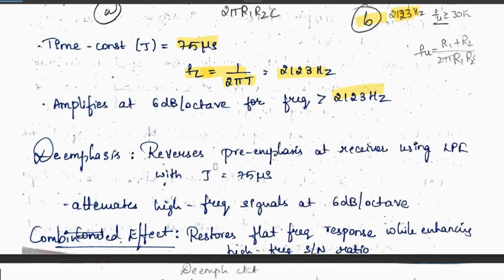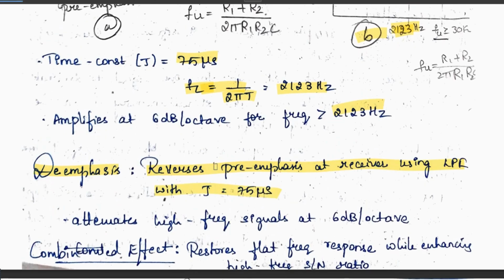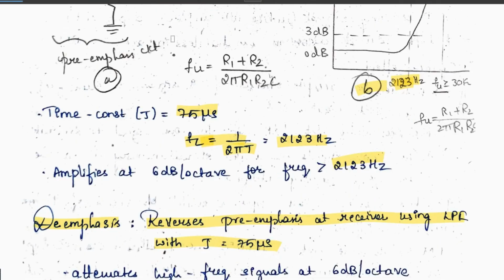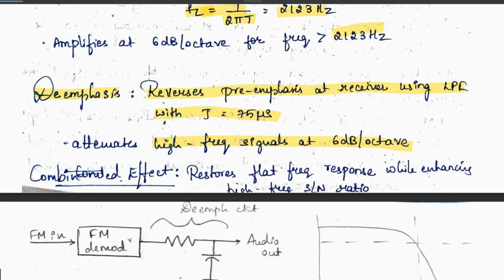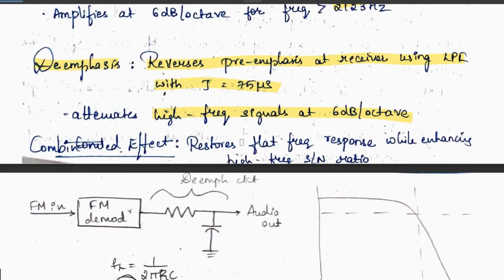Next comes de-emphasis. De-emphasis reverses the pre-emphasis at the receiver using a low pass filter. Here we are considering the time constant tau. At this part it reverses the process. It attenuates the high frequency signal at 6 decibels per octave. So what is the combined effect? The main thing here is that it restores the flat frequency response while enhancing the high frequency signal to noise ratio.